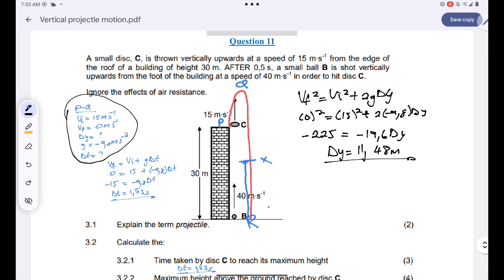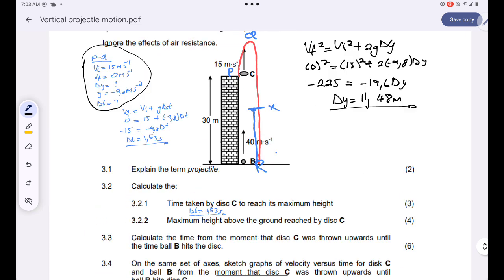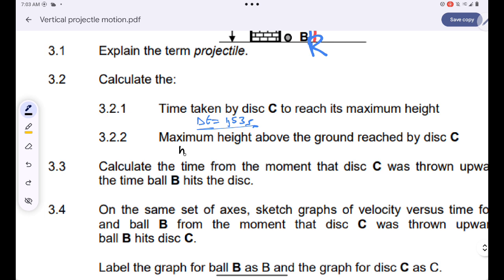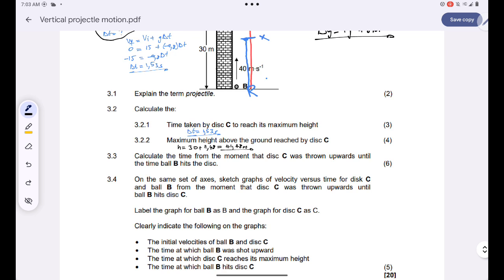Let me confirm. It's 11.48 meters. Ne? So the maximum height above the ground is just 30 of the building plus 11.48, which will give us 41.48 meters above the ground.